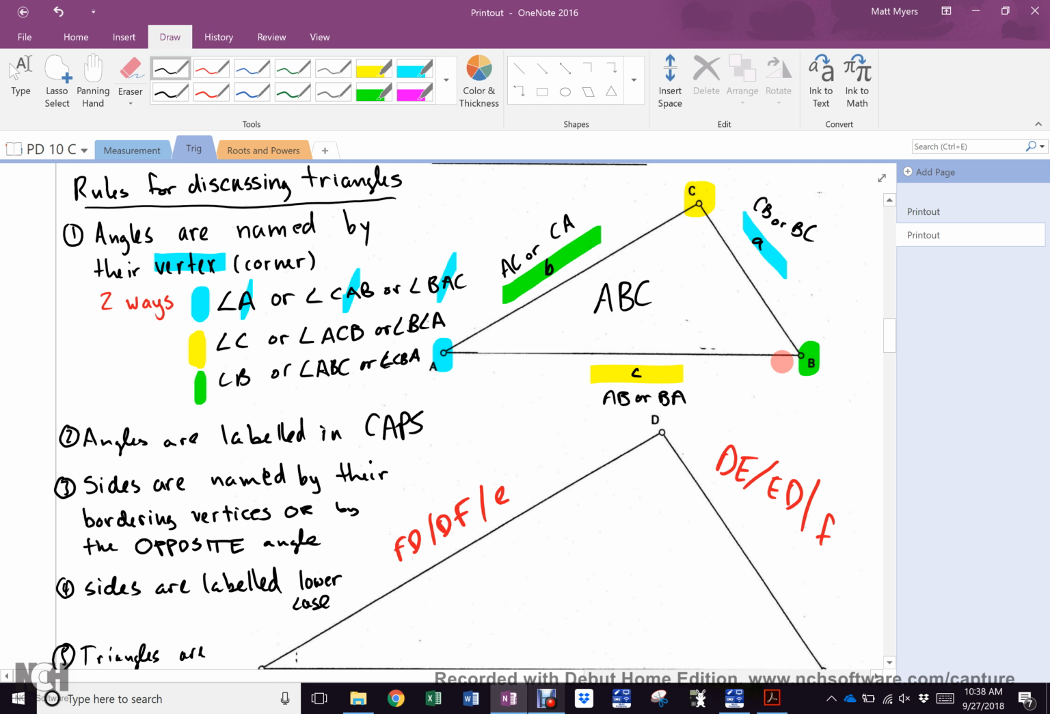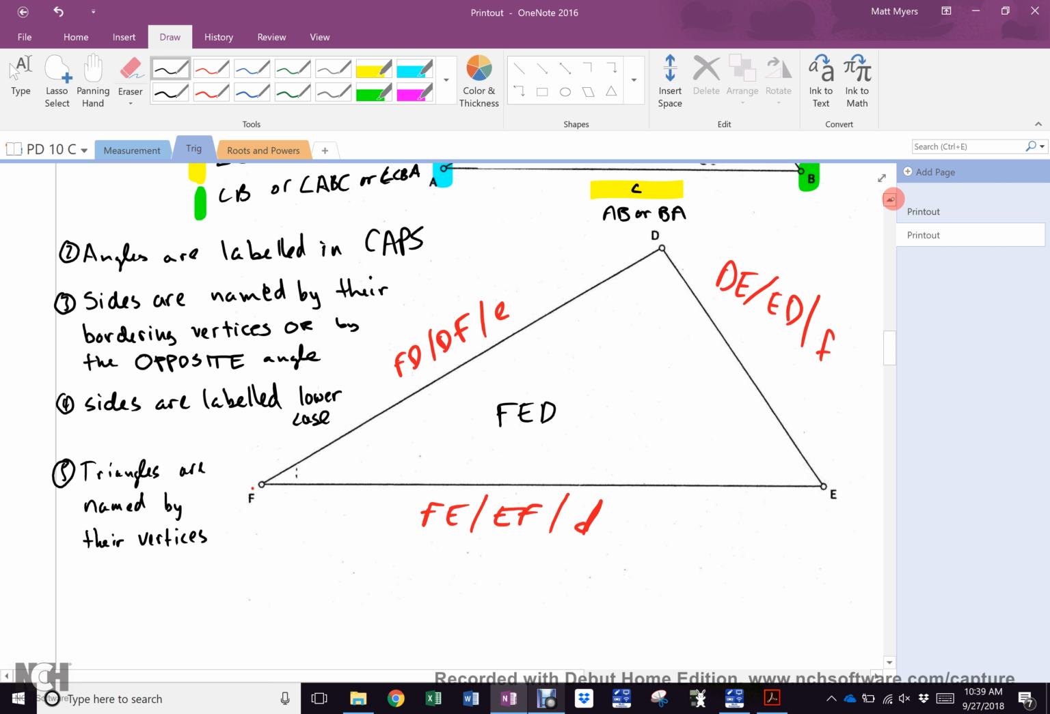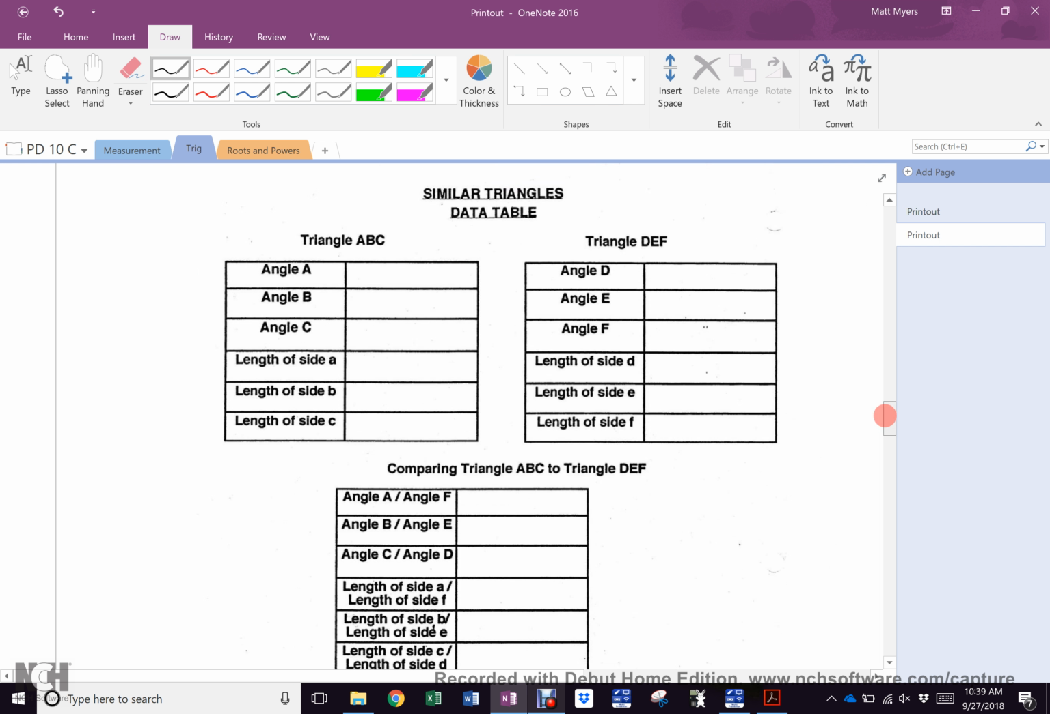Yes? If I name this top triangle ABC, and I tell you that the top triangle is similar to the bottom triangle, what must I name the bottom triangle? FED. Because I followed that yellow to blue to green. So I have to go yellow, blue, green. Is everybody cool?